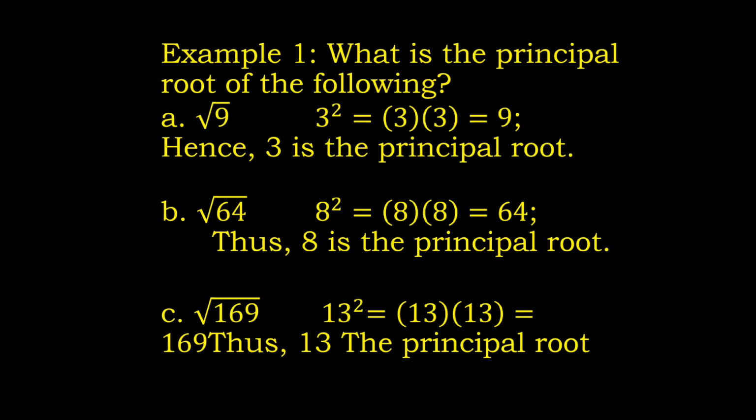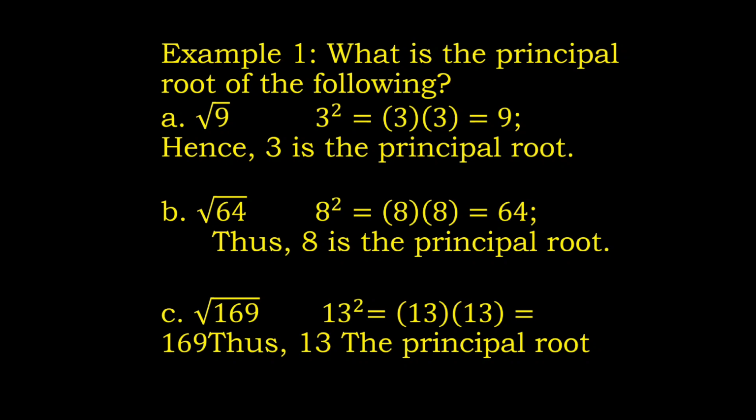Let's have example number 1. What is the principal root of the following? The square root of 9. So, 3 squared is equal to 3 times 3, which is equal to 9. So, therefore, the square root of 9 is 3. And that is the principal root of the square root of 9.